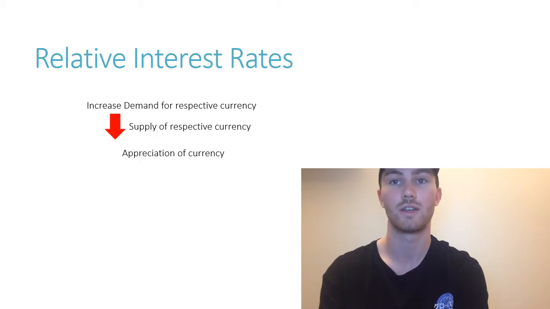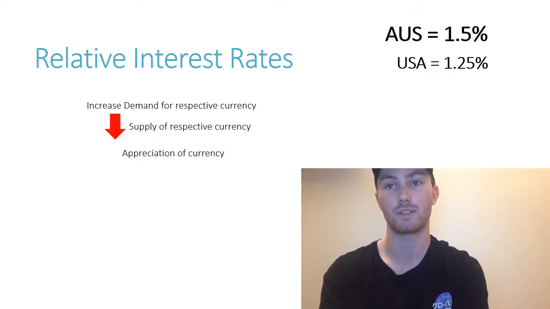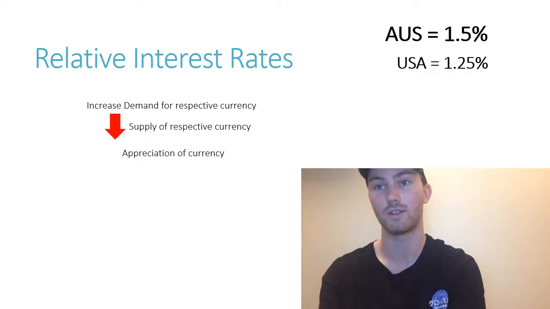In the case of the Australian cash rate, currently sitting at 1.5%, when compared to the US cash rate sitting at 1.25%, one would expect, given that Australia has a higher relative interest rate, that the demand for the Australian dollar would be higher relative to that of the US dollar.